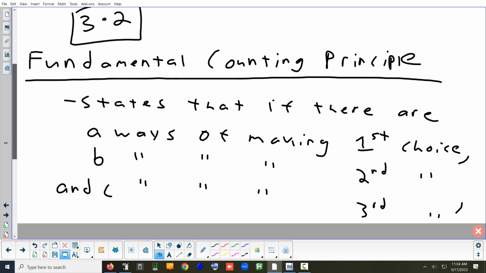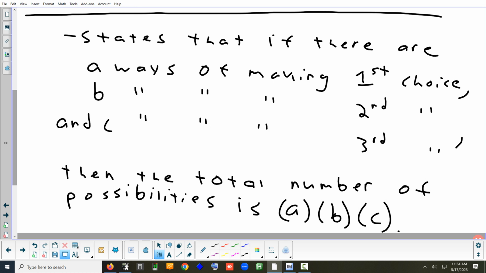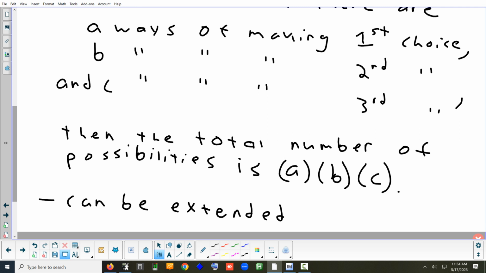So if you take the number of ways of making your first choice and the number of ways of making the second choice, which was 3 and 2, and you multiply them together, that will give you the total number of possibilities for reward paths, which was 6 in our case. And this can be extended to as many choices as you have to make.